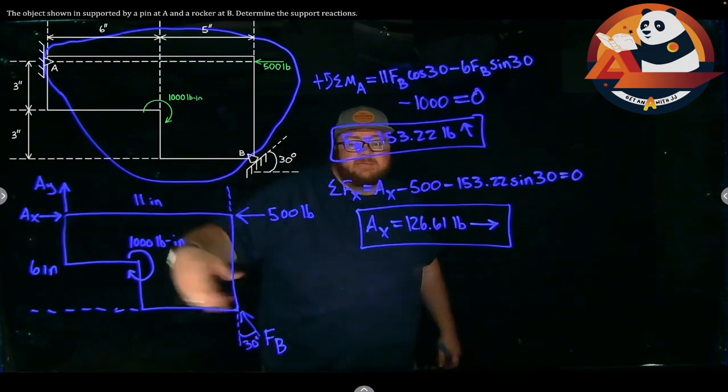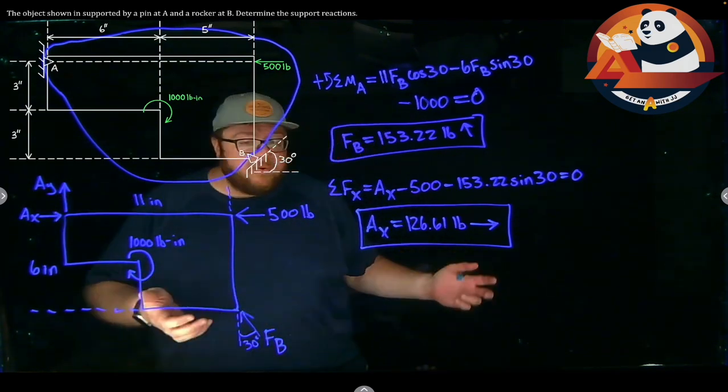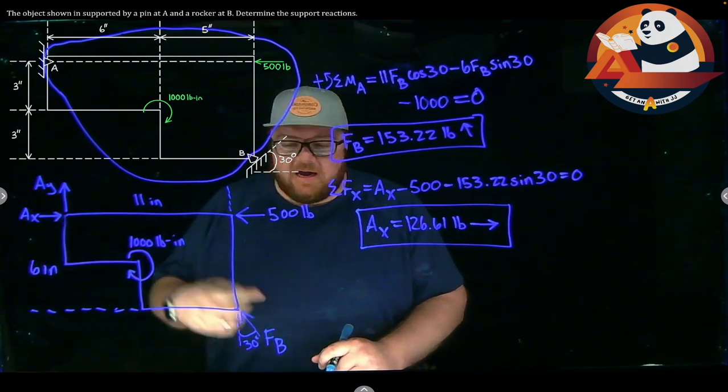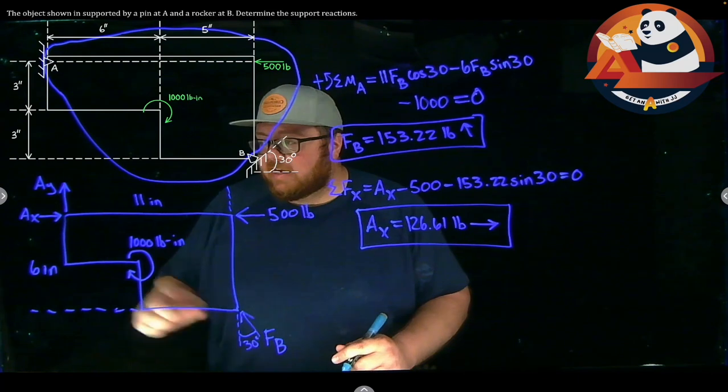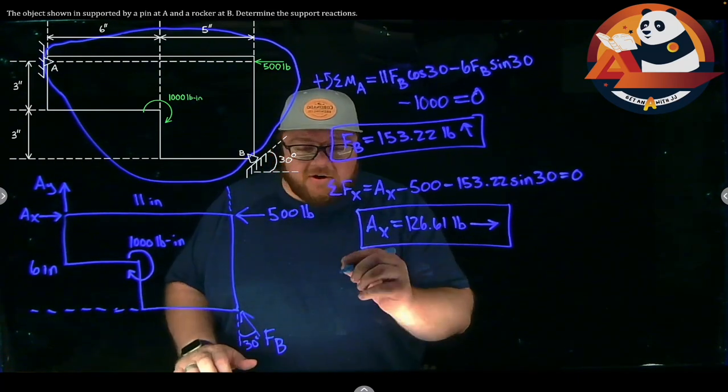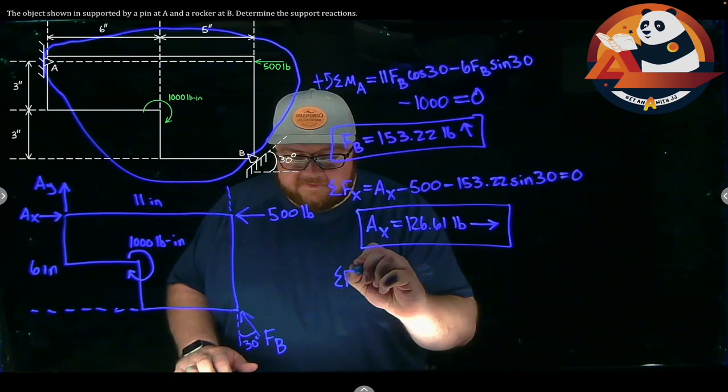Finally, I have AY as my only unknown left. There are multiple ways I could solve this. I could come in and sum forces in the Y. I could sum moments at any point I want to take a look at other than something that AY passes through. But probably the easiest approach here is just to sum forces in the Y.